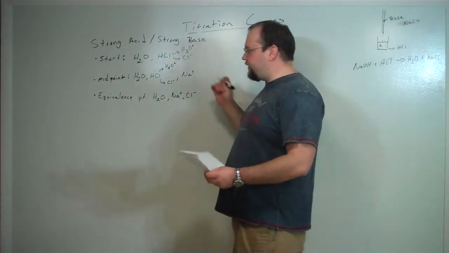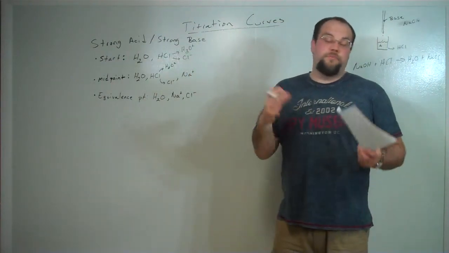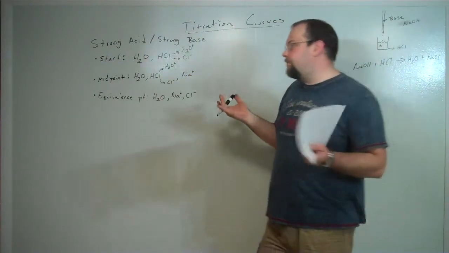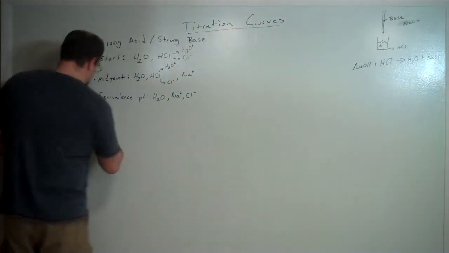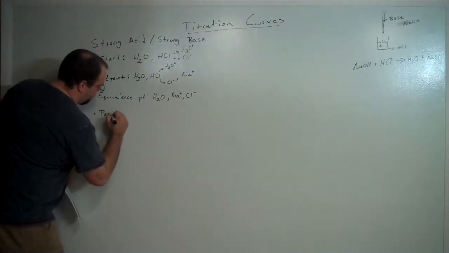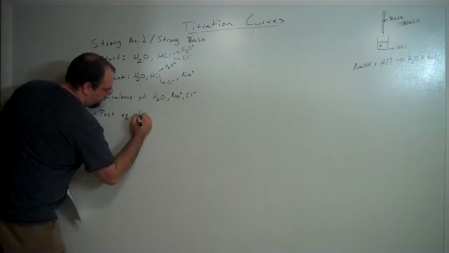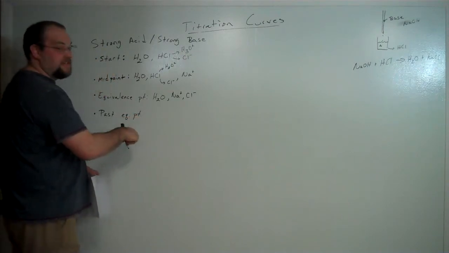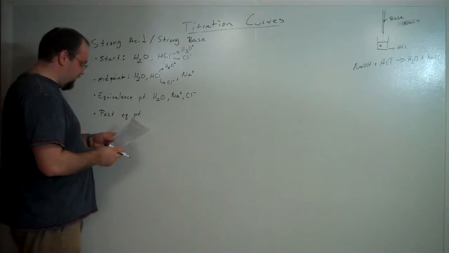Now let's say we keep going. Let's say we go past our equivalence point because, hey, why not? It's chemistry, and chemistry's fun. So let's say I go past my equivalence point, and I'm going to abbreviate equivalence point EQPT. Fun abbreviations. All right.